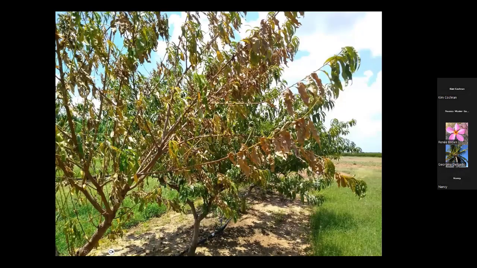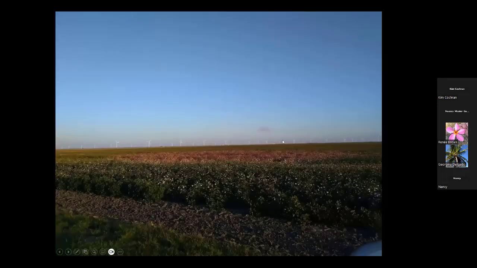So here's the up-close shot of what that looks like in peach. Notice the leaves have died. They're hanging on. And this tree completely died within, if I recall correctly, about 2 weeks, 3 weeks maybe. Here's a shot of cotton root rot in a field. This is actually from Nueces County, so pretty close to you guys. And this is why it takes me forever to go anywhere. I have to stop and take pictures.